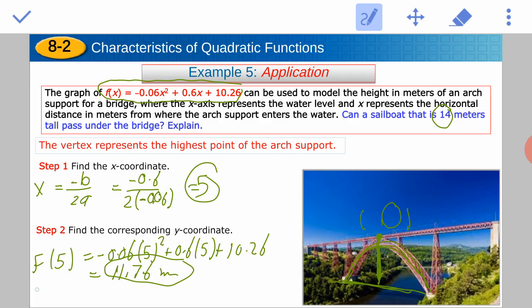So the answer is the sailboat cannot cross or pass under the bridge. Why? Because the height of the bridge, the height of the arch support, is less than 14. It's 11.76.